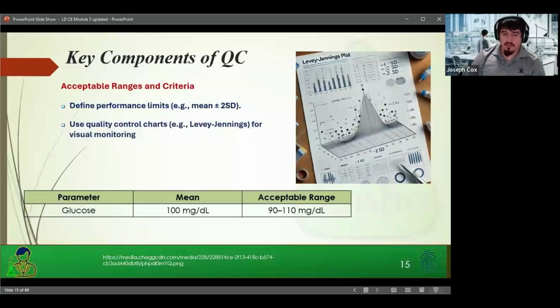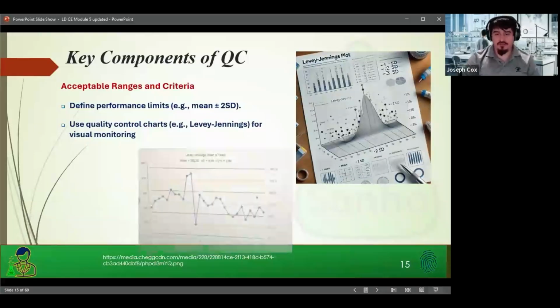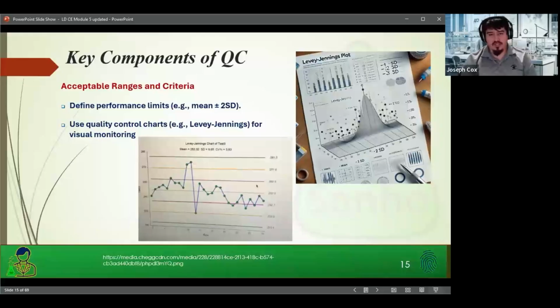You can use quality control charts like Levey-Jennings for visual monitoring. Here's an example of a Levey-Jennings chart. The line in the middle is your mean, and then the purple line is 1 standard deviation, the yellow line is 2 standard deviations, and the green line is 3 standard deviations. Oftentimes you have to be within 2 standard deviations of your mean. So if you're outside that yellow line, then that's a failure and needs to be repeated. Things of that nature.